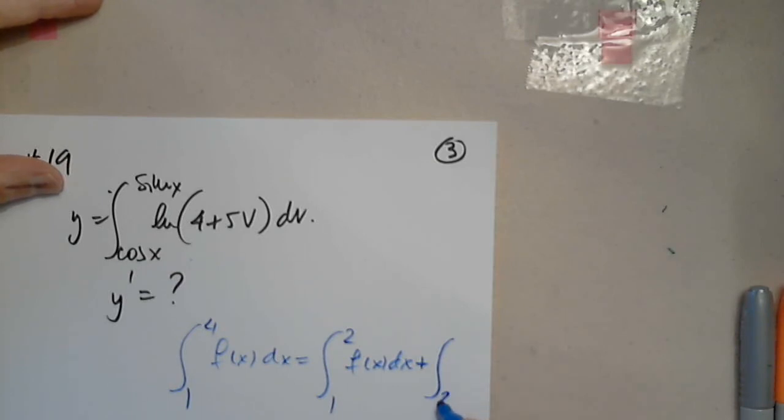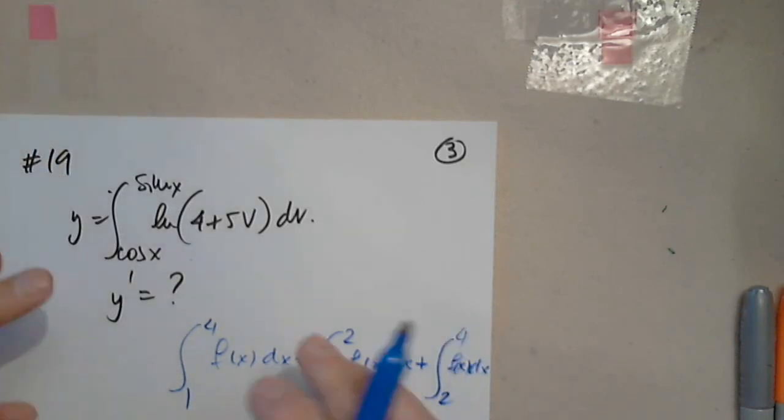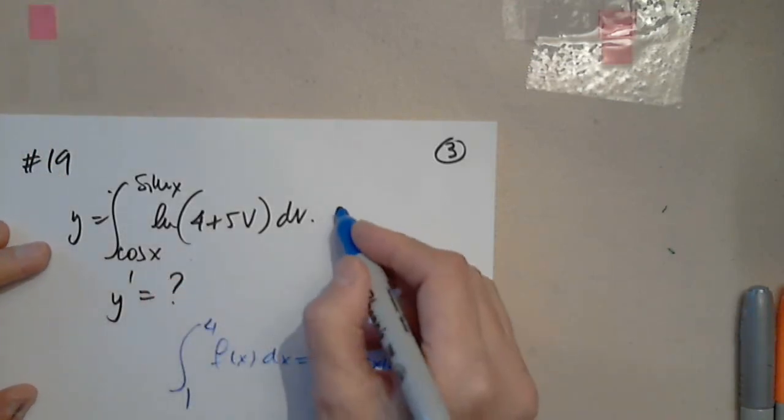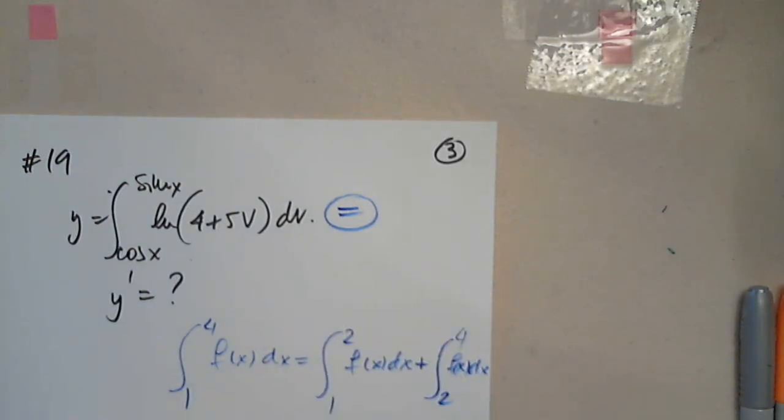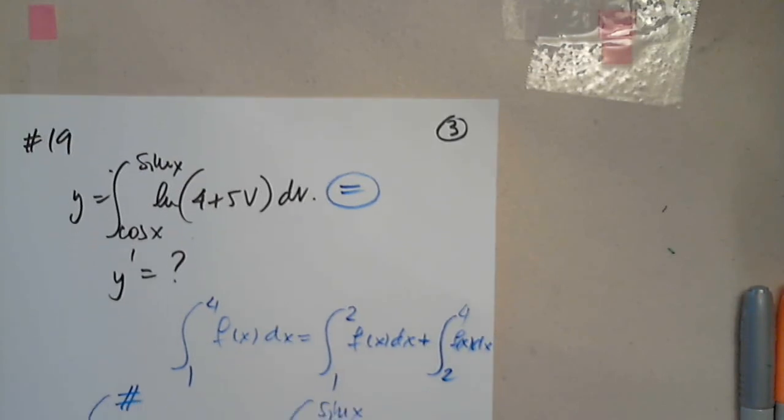2 to 4. Very good. F of x dx. That's it. So I'm going to use this property here first. So I'm going to write that this is the integral from cosine x to a number, plus the integral from that same number to sine x, natural log of 4 plus 5v dv, natural log of 4 plus 5v dv.